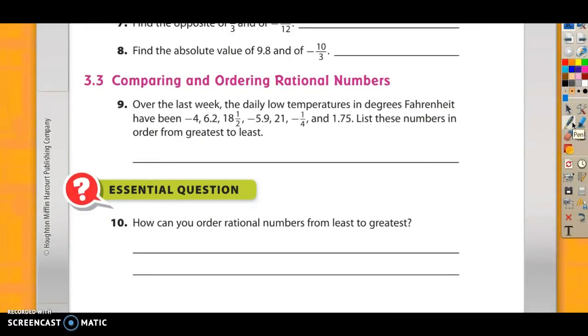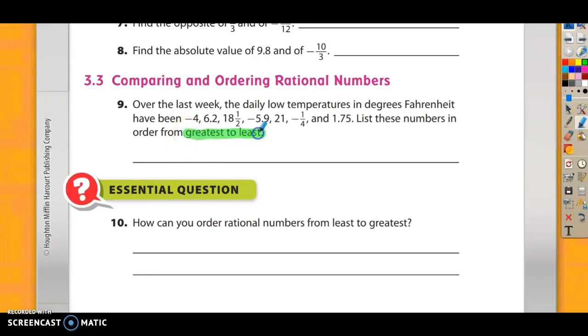3, comparing and ordering rational numbers. Over the last week, the daily low temperatures in degrees Fahrenheit have been -4, 6 2/10, 18.5, -5 9/10, 21, -1/4, and +1 7/500. List these numbers in order from greatest to least.